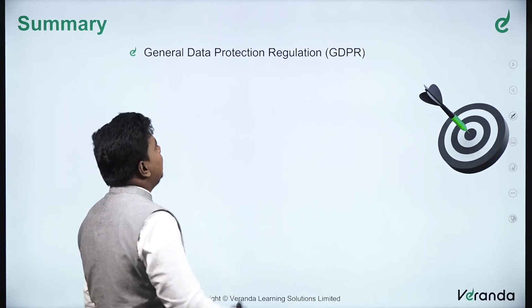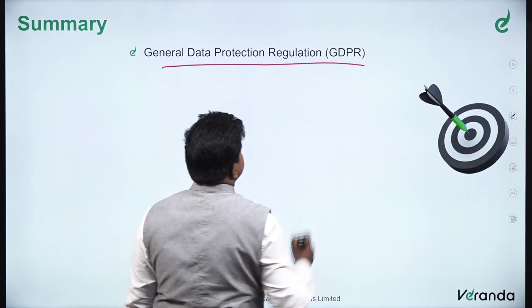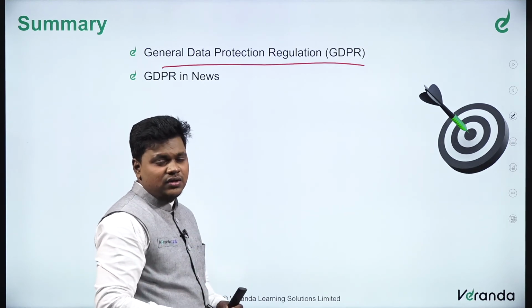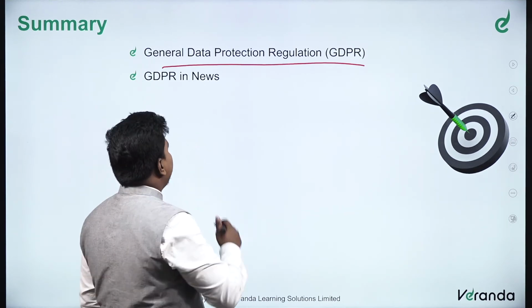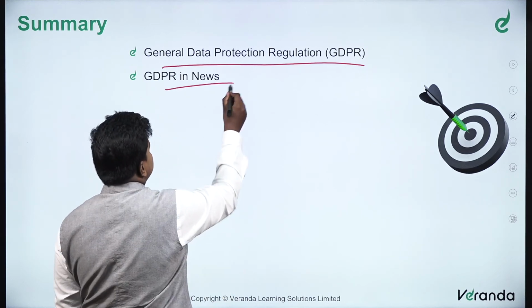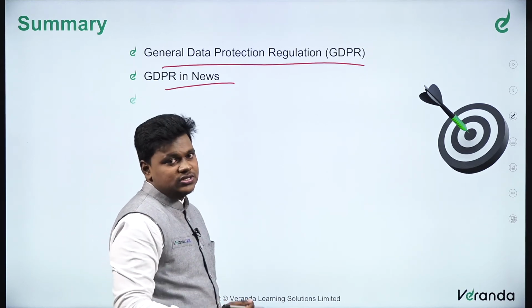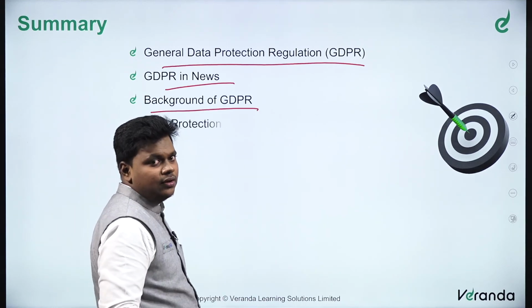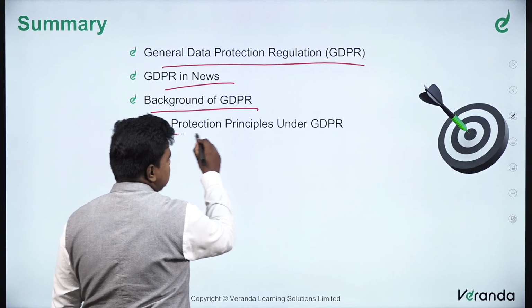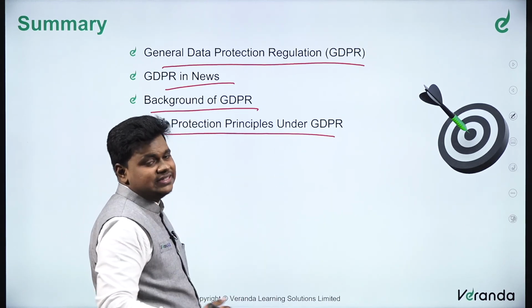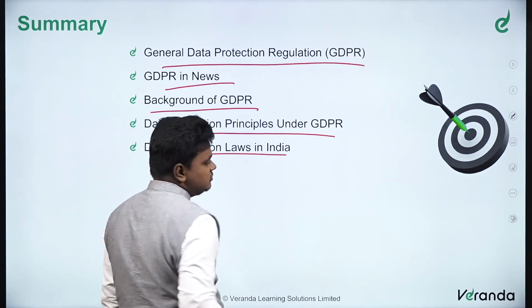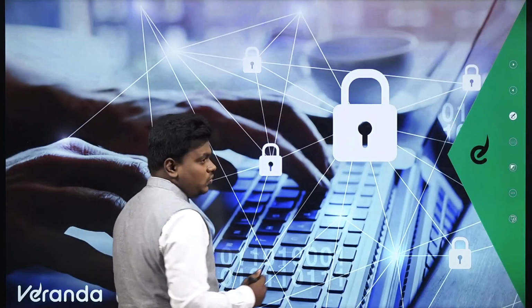We have seen about the General Data Protection Regulation, GDPR, and we have seen what GDPR is and why data is very important in the current day. We have also discussed why GDPR is in the news regarding the WhatsApp privacy policy, and we have also seen the background of GDPR, how it evolved in the European Union, and on the same line, the data protection principles such as transparency and accountability under GDPR. We have also seen the data protection laws in line with GDPR in India. So, that is all with regard to today's LU. Thank you.